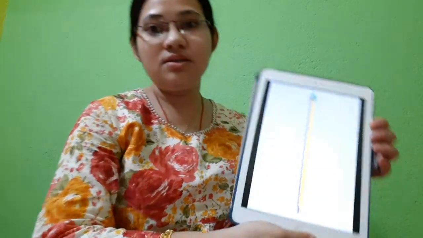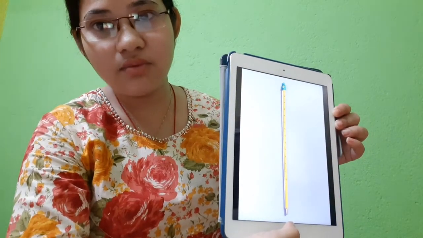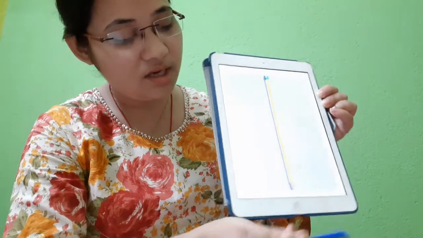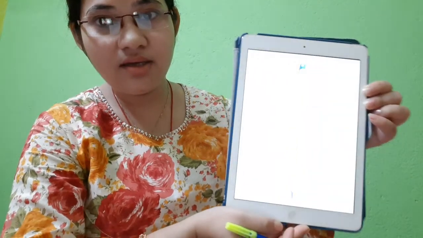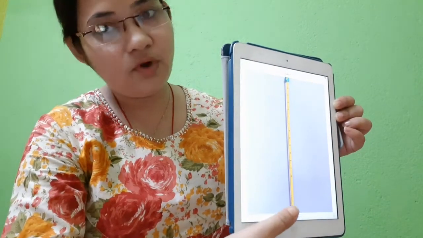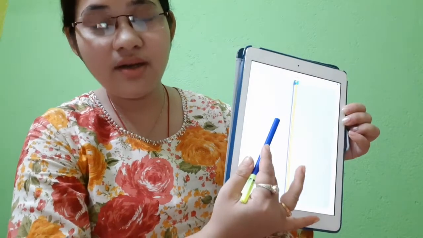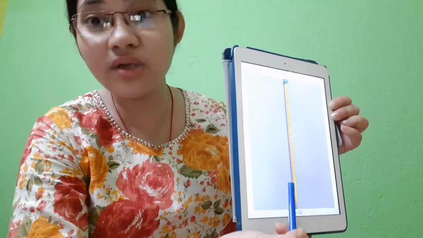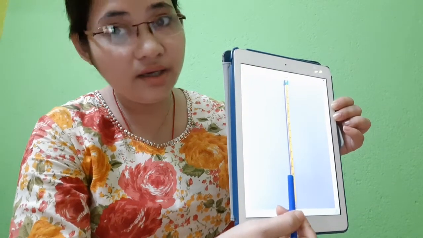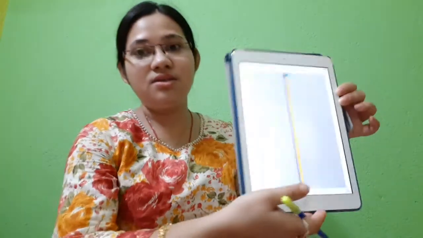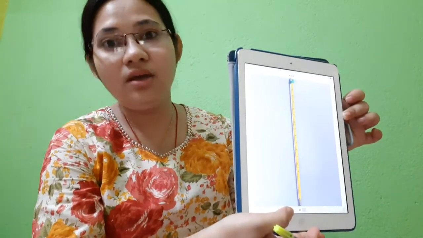And this is the laboratory thermometer. In this thermometer, this end is the bulb, and the temperatures range from minus 10 to 110 degree centigrade. There is no kink here. In case of the clinical thermometer there is a kink, but in the laboratory thermometer there is no kink, that means no constriction or curve, but it is straight like this. So this is a laboratory thermometer.